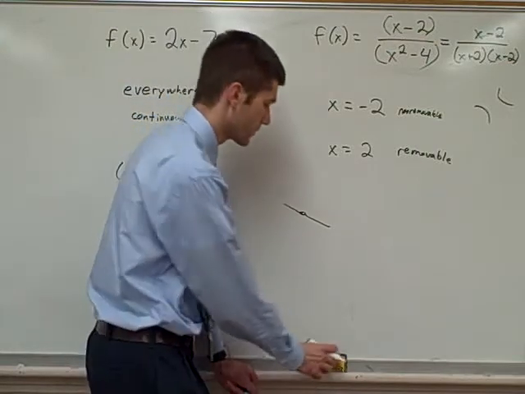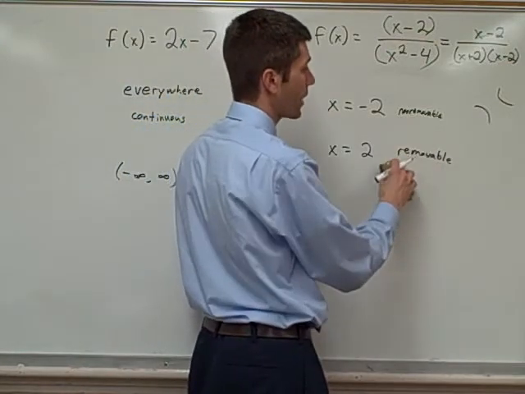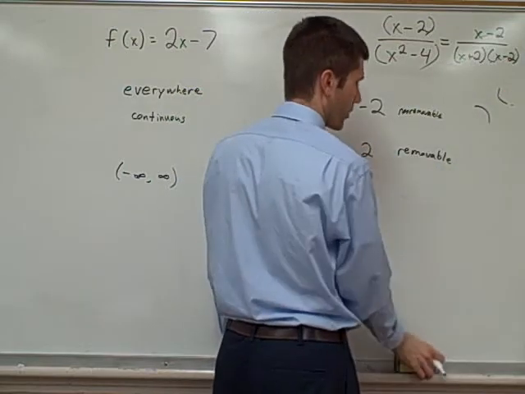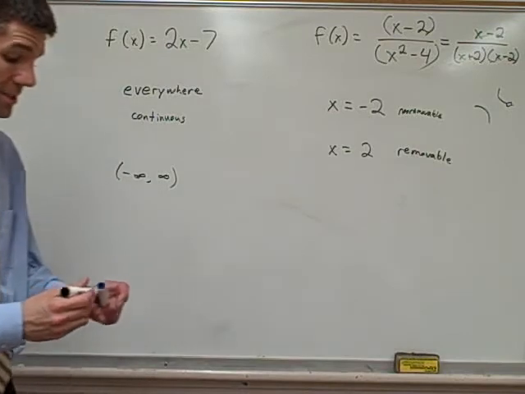Okay, so if we were to graph it, we would have an asymptote here and a hole here. So somewhere along in this area we would have a very rough sketch of the way it could potentially look.